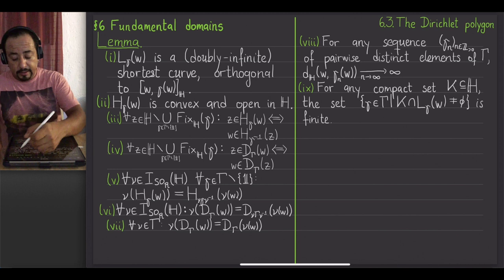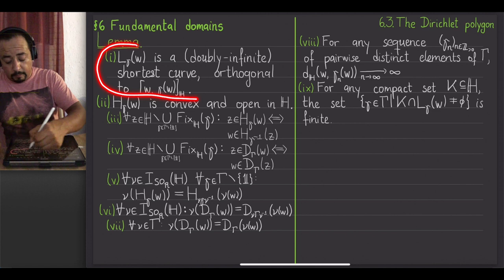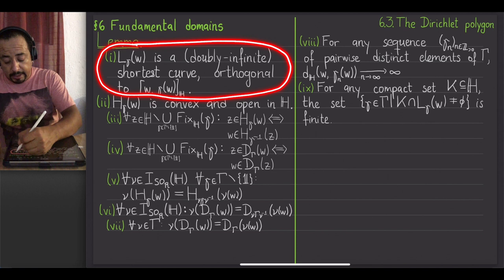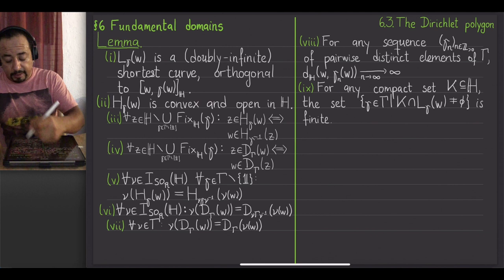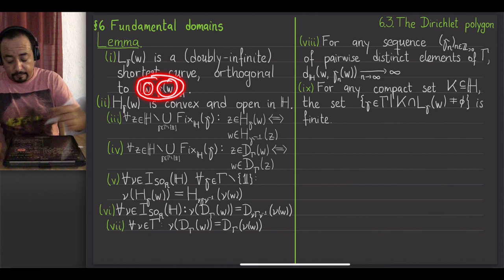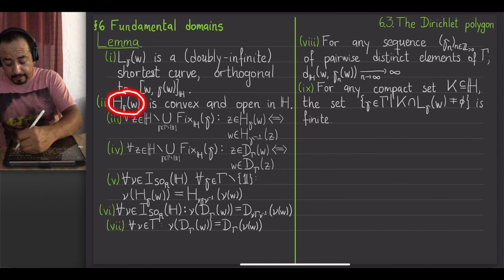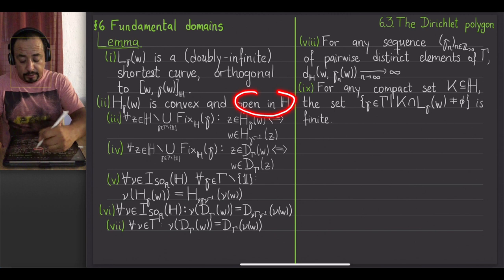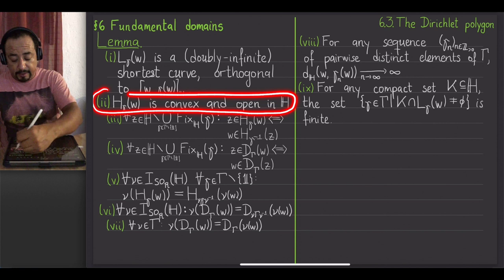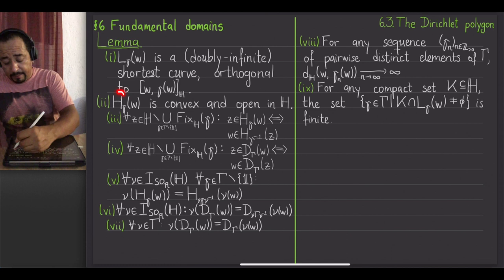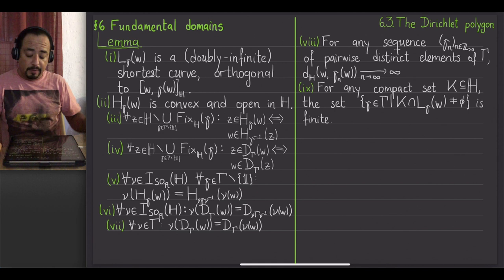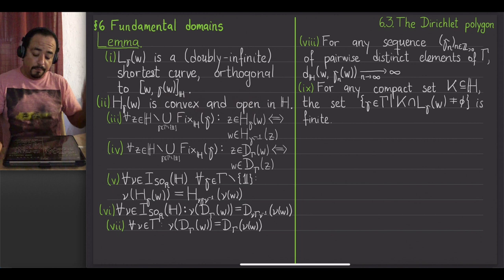So this is what I already said, and already sketched how to prove, namely that this bisector between W and gamma of W is a shortest curve perpendicular to the shortest curve that joins W with gamma of W. This half plane is convex and open in H. This I will leave as an exercise. It's not a hard exercise. Again, think about the situation where W and gamma of W are symmetric with respect to the imaginary axis, and then prove it there, and then map it back. That I think is a way of showing this second property.